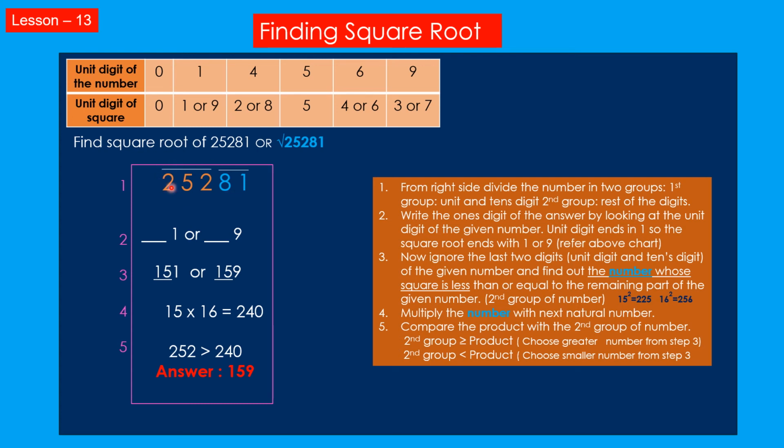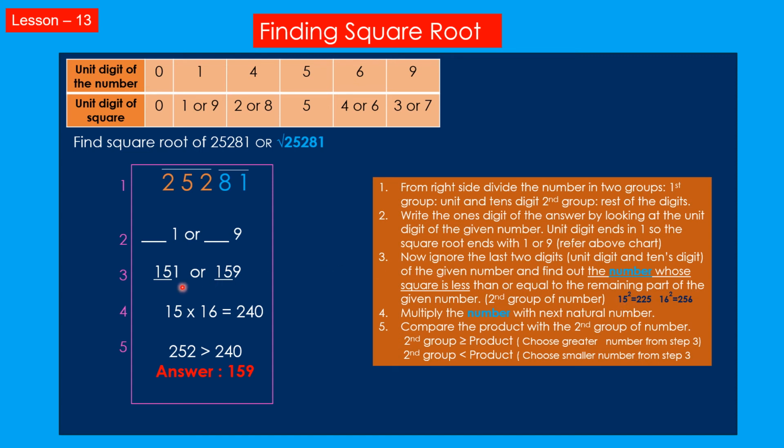Alright, so if you take number 15, if you square 15, it is 225, and if you square 16, it is 256. So now you see that 225 is less than 252, and 256 is more than 252. But you have to think of a number whose square is less than 252. So you are going to consider the number 15.